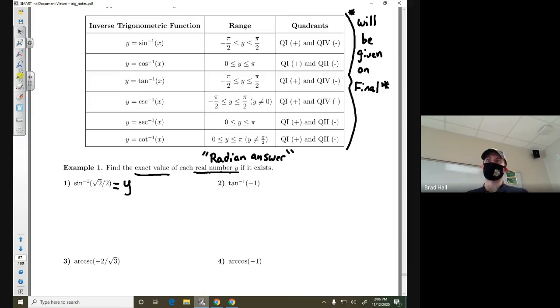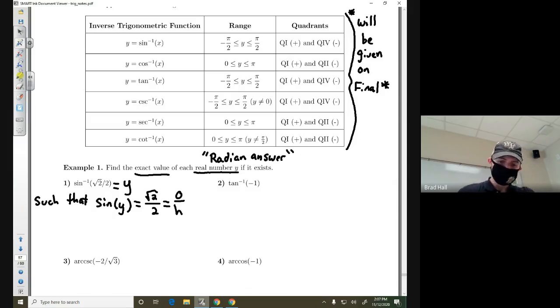And so we're trying to figure out what y is. The reason this is helpful to set it up this way is because we want to find the angle y such that, if we were to undo that inverse, we would get that sine of y is equal to the square root of 2 over 2. If we undo the inverse, which means applying sine on both sides. And the reason this is helpful is because sine of y is opposite over hypotenuse. We're going to use that momentarily.